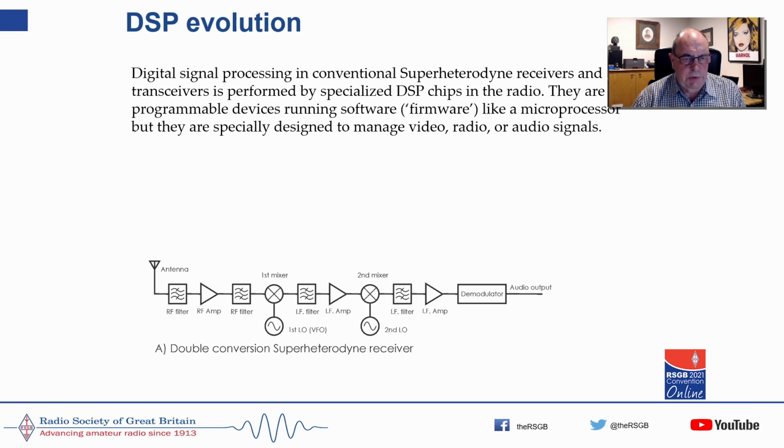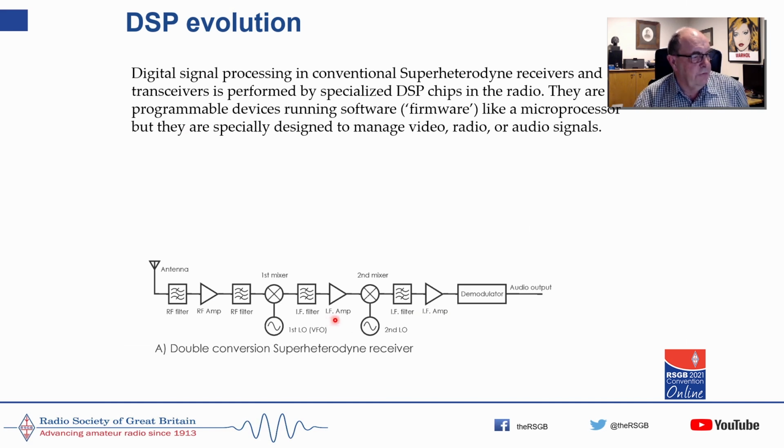So this is a typical double conversion superheterodyne receiver. Let's make a blob. So you've got an RF filter, RF amplifier, another filter after the amplifier, a mixer, and an oscillator that produces an IF output. There's a filter there to make sure that you only get the plus or minus output from the mixer, because you don't want the others, because you get images.